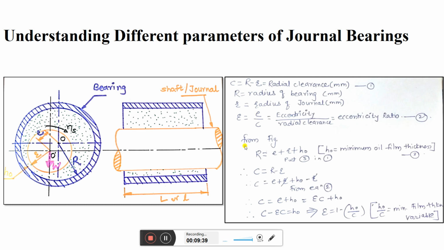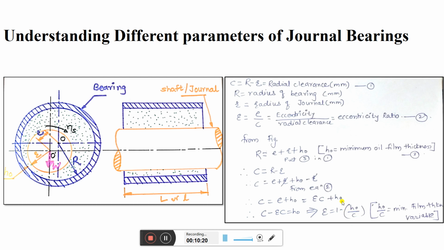Fine. So we have the equation C is equal to R minus r. We'll put the value of R in this equation: e plus r plus H0 minus r. So r will get cancelled, and clearance C is equal to e plus H0. What is my e from this equation? Eccentricity e, if you do cross multiplication, is epsilon into C. So I'll put epsilon C plus H0, and finally I get C minus epsilon C is H0. I want epsilon here, so epsilon is equal to 1 minus H0 by C.